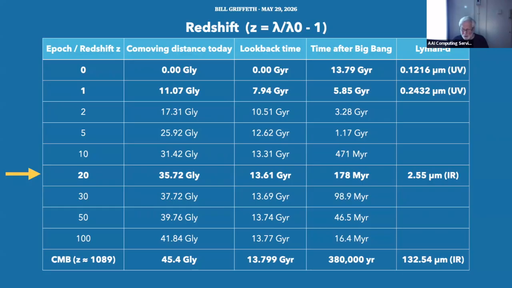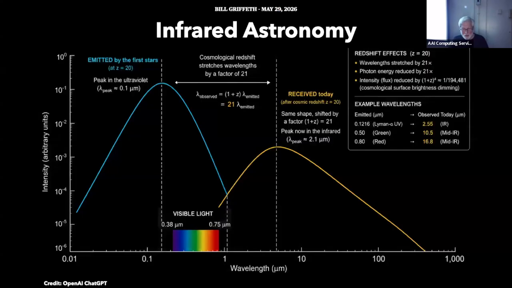I'm going to skip this about the cosmic microwave background because it has redshift 1089, and Lyman alpha was not emitted much in those years. But you can see here that infrared astronomy is needed because what we have in the beginning, the blue light curve, is not what we receive today.